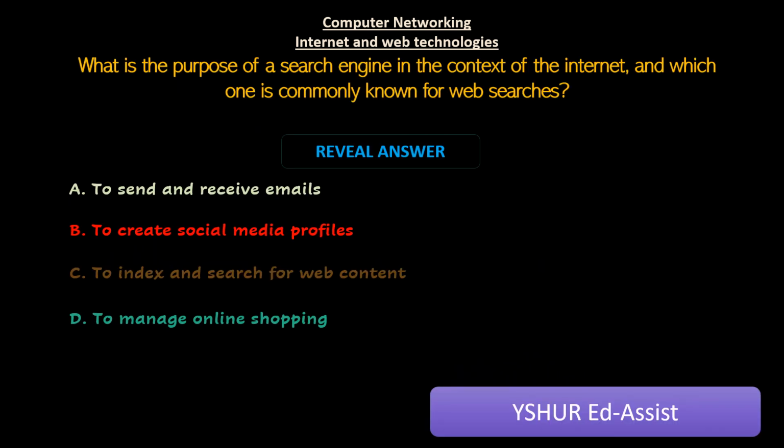What is the purpose of a search engine in the context of the Internet? And which one is commonly known for web searches? A. To send and receive emails. B. To create social media profiles. C. To index and search for web content. D. To manage online shopping.